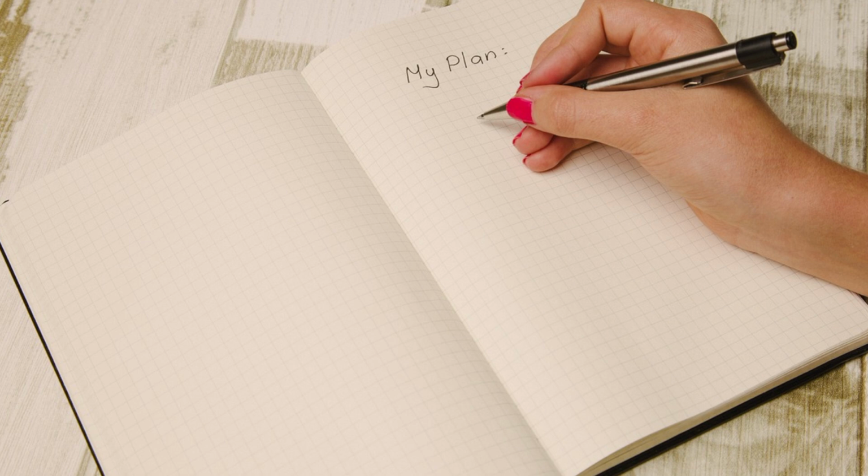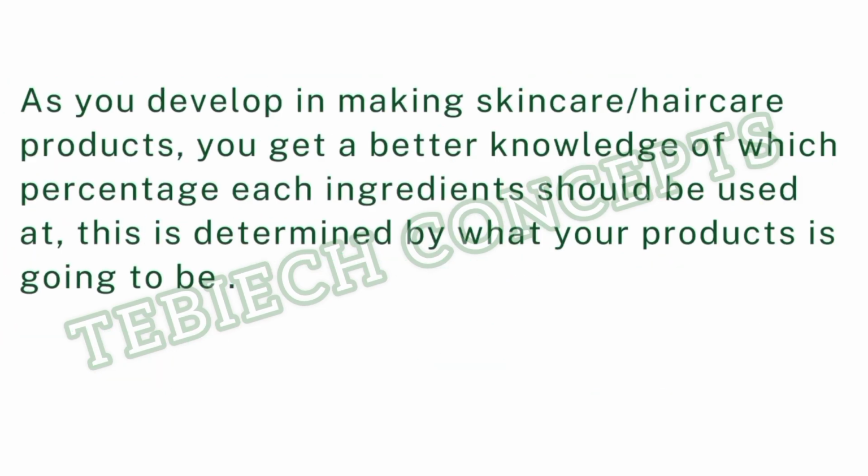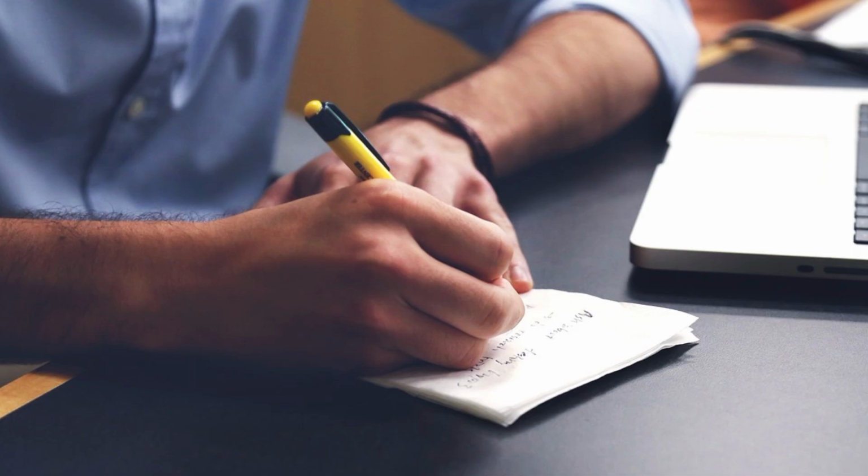It may take a lot of time, trial and error, a lot of experiments to perfect the usage rate, but you need to keep doing it, because the more you do it, the more you become used to it. It's just like cooking. You don't just start cooking today and you perfect cooking. As you develop in making skincare and hair care products, you get a better knowledge of which percentage each ingredient should be used at. This is determined by what your product is going to be.